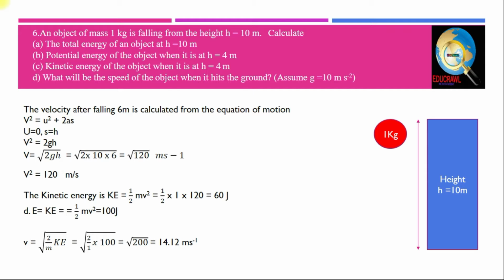Here the total energy is in the form of kinetic energy. So half m v squared is equal to 100. From this we can find the value of v squared by taking the half and m to the other side. So half and m, when they go to that side, become 2 by m. So 2 by m into kinetic energy is equal to v squared. So v will be equal to square root of 2 by m into kinetic energy. So 2 divided by m value is 2. Kinetic energy value is 100. So simplifying, we get the value of velocity as 14.12 meter per second.